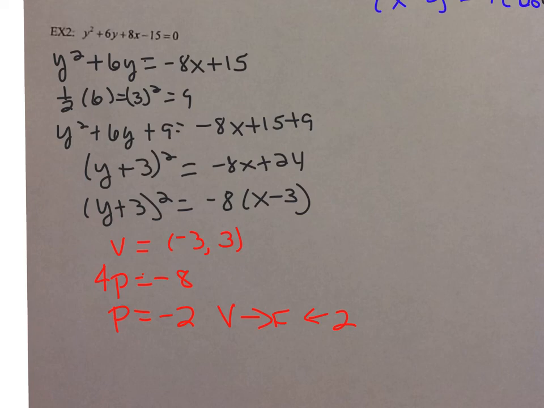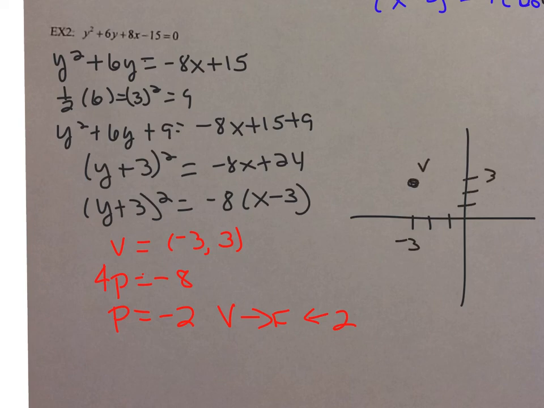So let's draw a picture. So my vertex is negative 3, 3. So there's my vertex. Vertex to focus is to the left 2. So I'm going to the left 2 here. That's my focus. My directrix will be to the right 2, so that would be right here. Right, so that's concave. So remember, that's concave to the left here.